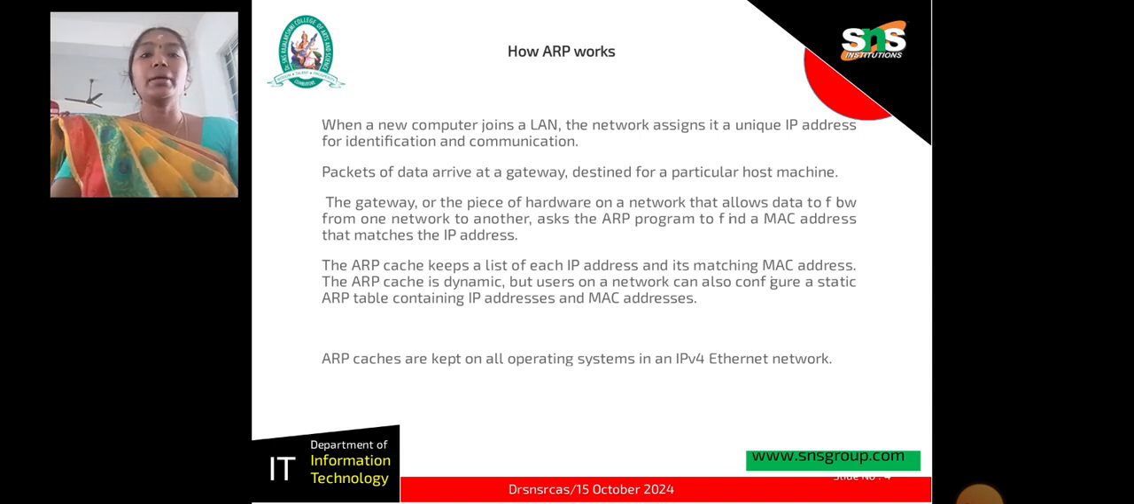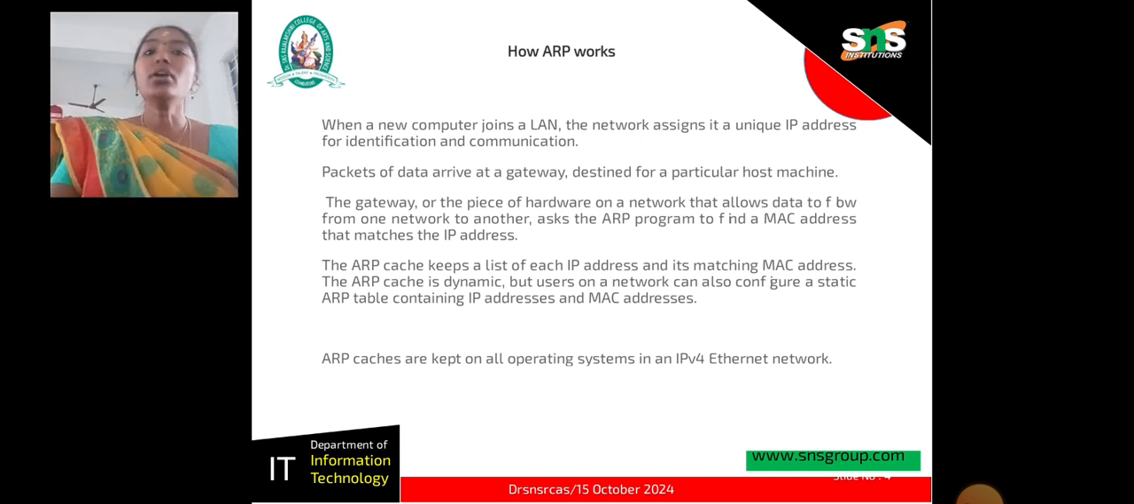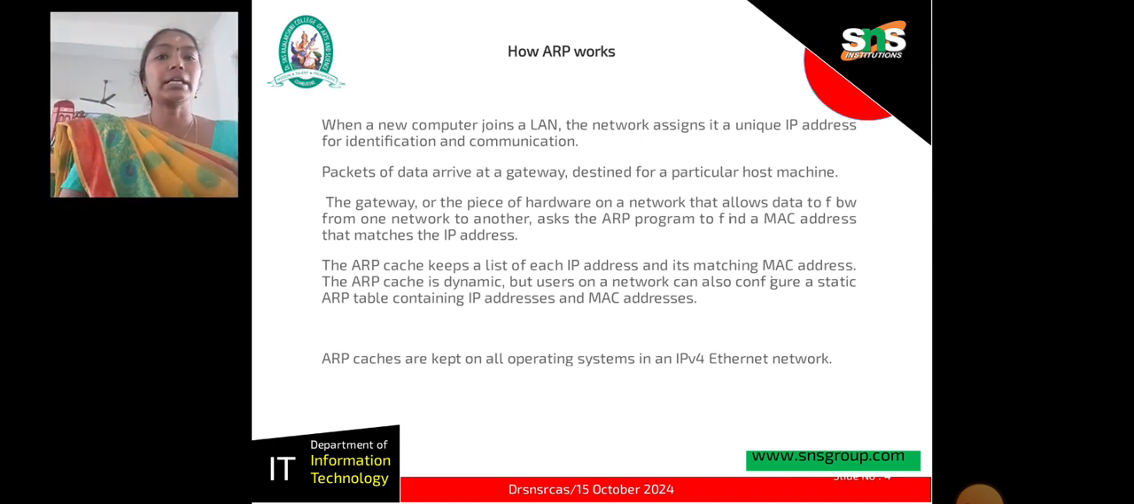So how does ARP work? When a new computer joins the LAN, the network assigns a unique IP address for identification and communication. Whenever we connect a computer to the network, each computer handles a unique IP address. The packets of data arrive at the gateway and are destined for a particular host machine. A gateway is a piece of hardware on a network that allows data to be forwarded from one network to another. The ARP program finds the MAC address that matches the IP address.